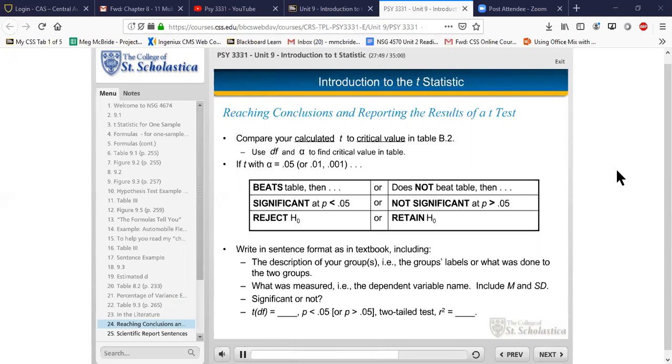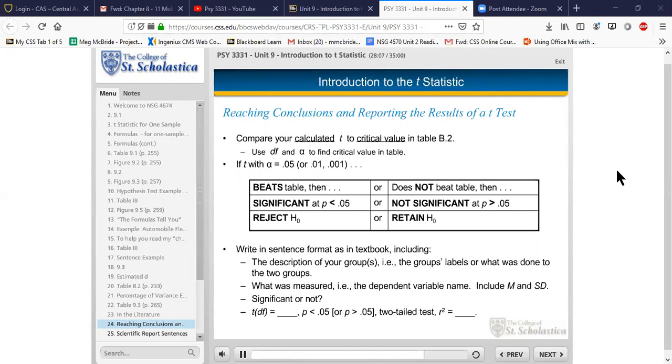You need to include wording that describes your group or groups, such as the group labels or the name of the treatment done to the groups. I'm using the plural groups here because these guidelines also apply to research in which there are more than one group, such as in the next chapter on t-tests comparing two different treatments.